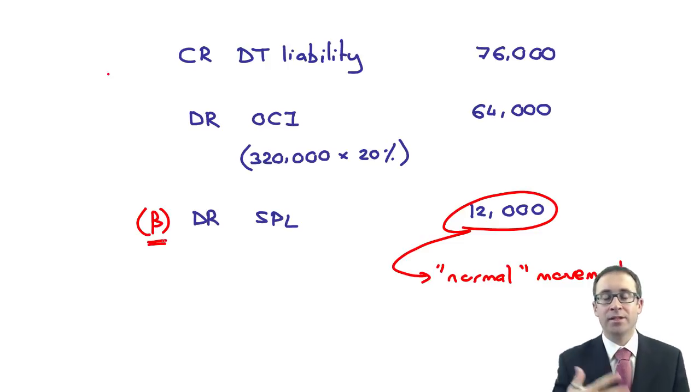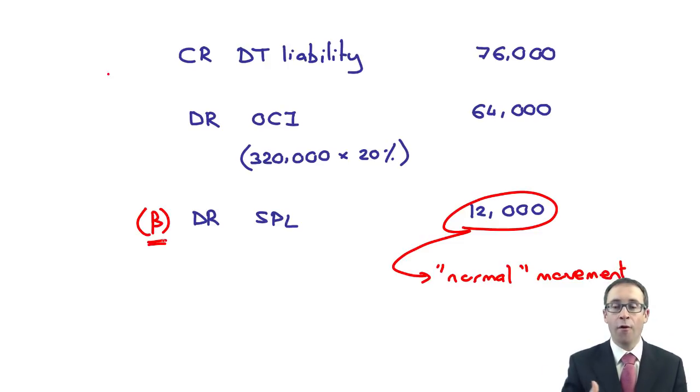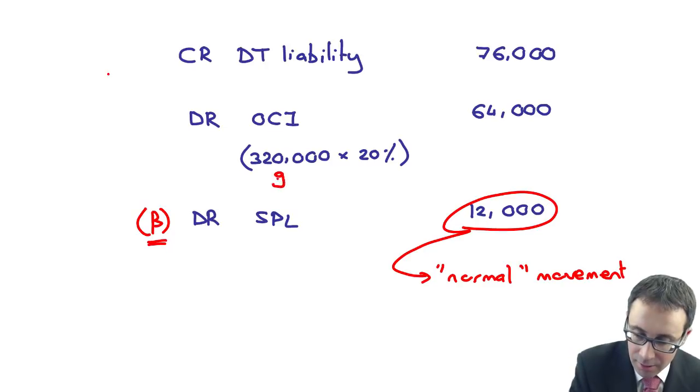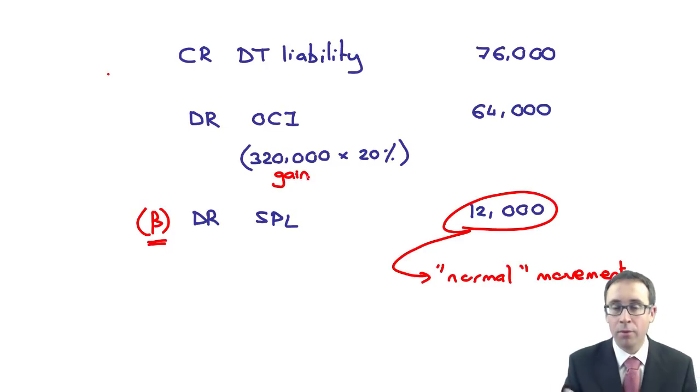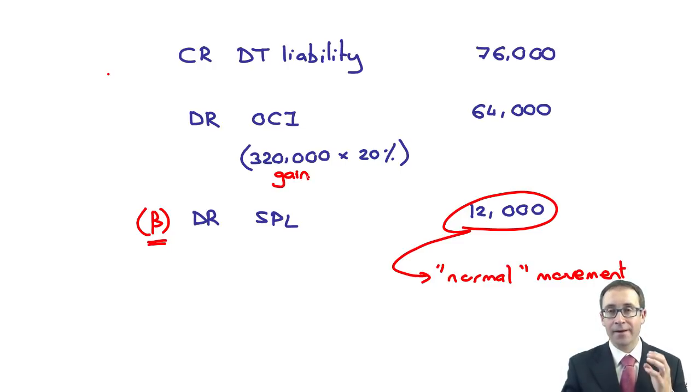Look at the debit to OCI at the 64, based upon the gain, and multiplying that by 20%, and then the remainder goes to profit or loss. Okay, there you have it. That's it. Nothing else to go through there and consider.